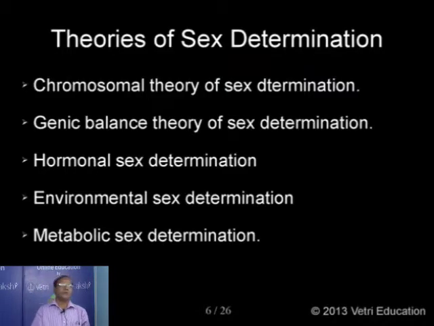Now, a number of theories have been proposed by different scientists to explain the mechanism of sex determination. The most important theory, as I mentioned already, is the chromosomal theory of sex determination. In addition to that, some additional eccentric methods of sex determination are observed in specific organisms only, not in all organisms. Accordingly, we have five different types of theory. The most important is the chromosomal theory. The next is the genetic balance theory of sex determination, a peculiar mechanism observed in Drosophila melanogaster, the fruit fly. Then hormonal sex determination was observed by a person named F. Lillie.